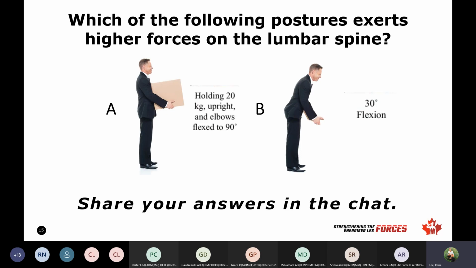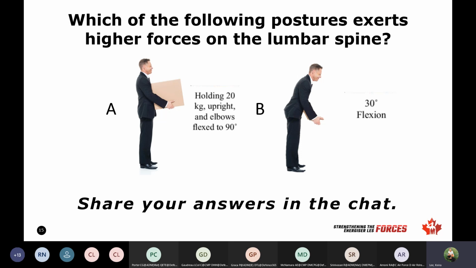So now that we have that broad understanding of the anatomy of the spine and those compression and shear forces that are exerted on our spines during particular movements, let's put it into practice. So I have a question for you. Which of these two postures is going to exert higher forces on the lumbar spine, so our low back?